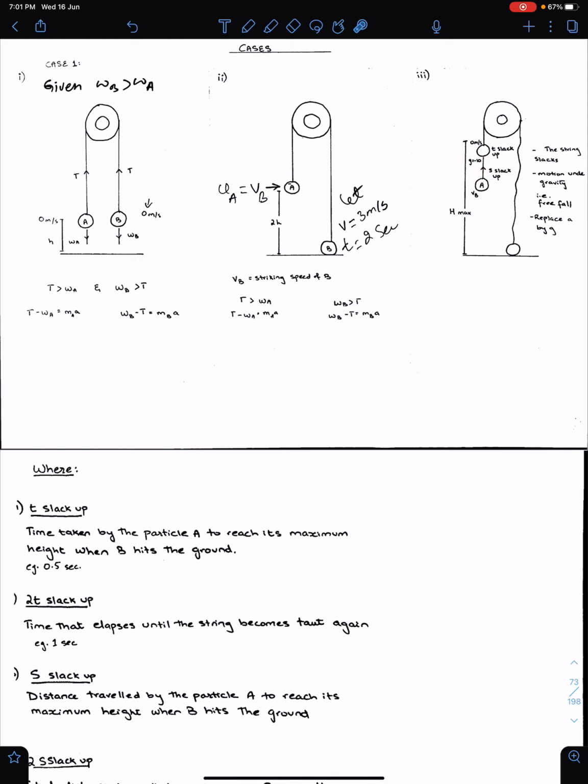So we have three important pieces of information. We have the initial speed of A at this point, we have the final speed of A, we have g. So with the help of these three pieces of information, we can get the time taken by particle A to reach its maximum height when B hits the ground, and that time is denoted by t slack up, and we can use this equation for that. v is equal to u plus gt, and we assume that this time is 0.5 seconds.